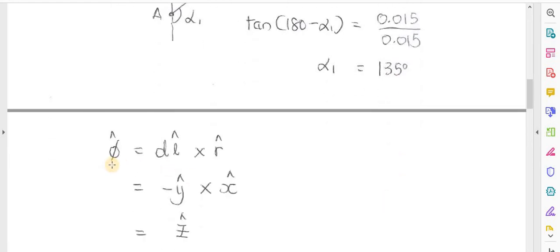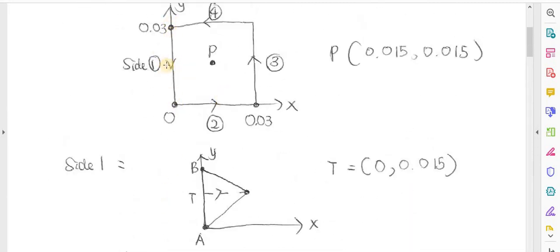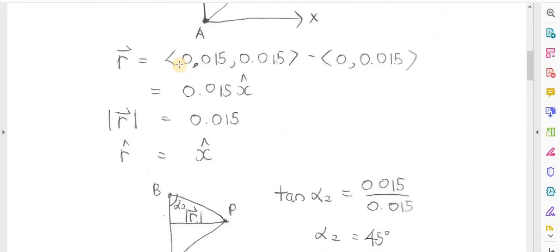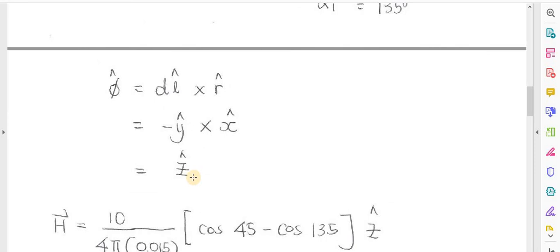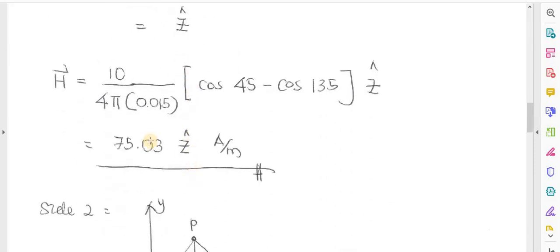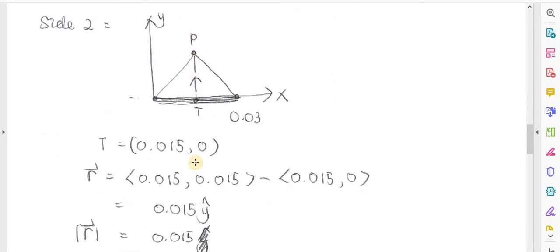As for your unit vector phi, the dl is in the negative y direction, and your unit vector r is x. That's why you get z. So when you replace all the values into the equation, you will get this one as the magnetic field contributed by side 1. And let's look at side 2.